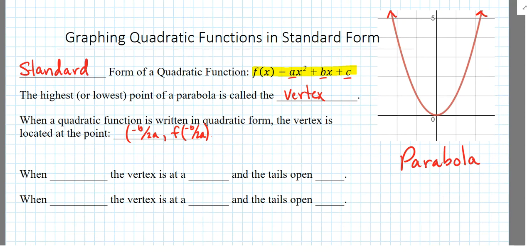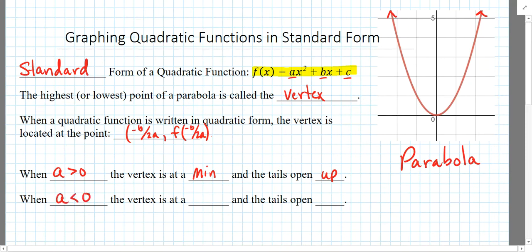Identifying the maximum or minimum of a quadratic is easy to do if you look at the a value of the quadratic equation in standard form. When the a value is positive, the vertex is at a minimum, and the tails open up. When the a value is negative, the vertex is at a maximum point, and the tails open down.